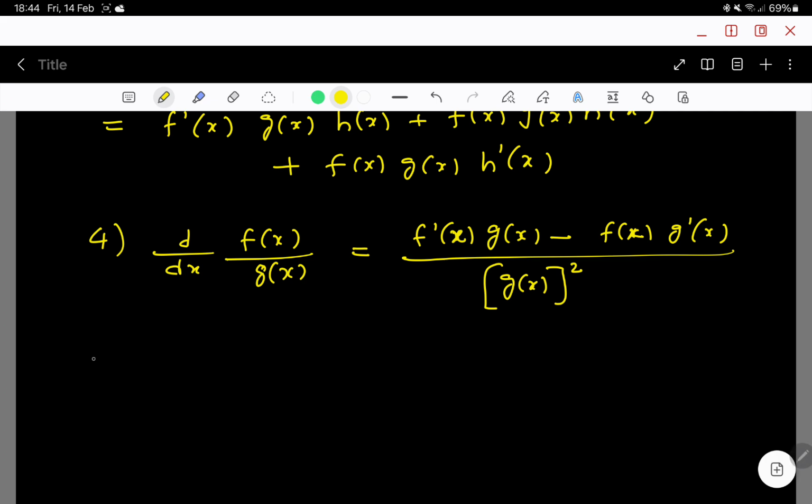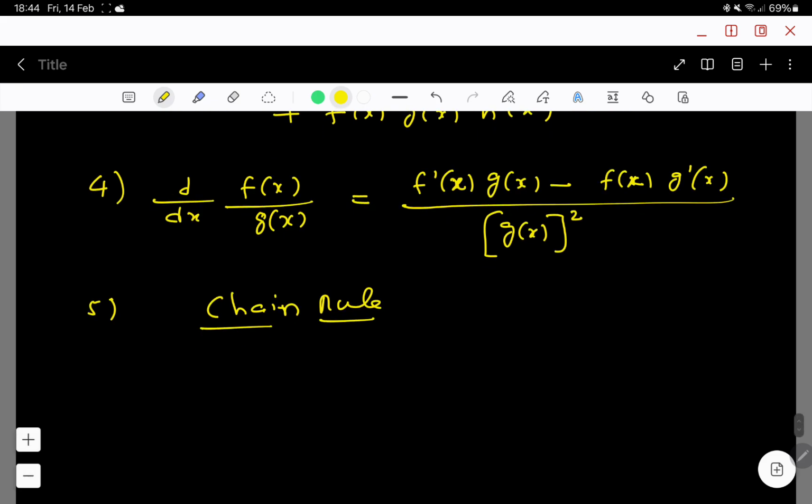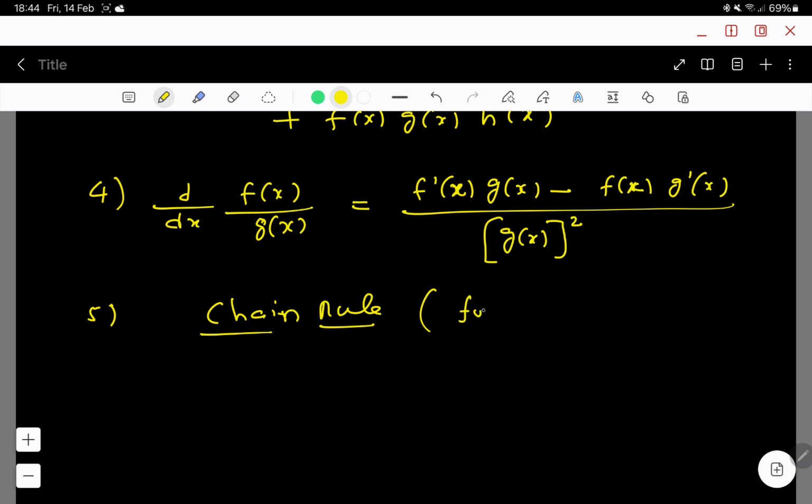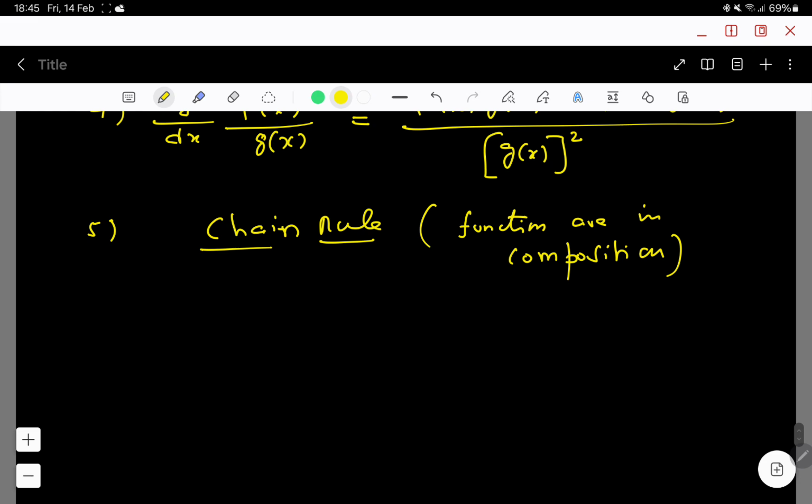Okay. Fifth one is called chain rule. Here functions are in compositions, okay? Functions are in compositions. This rule is called chain rule. We take y equal to f of g of x. Here f and g are in compositions, okay?